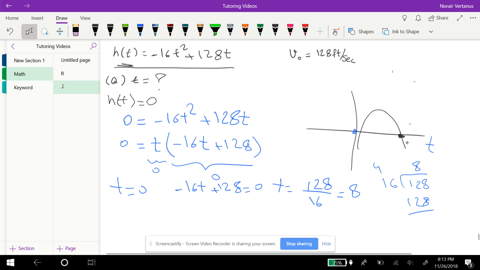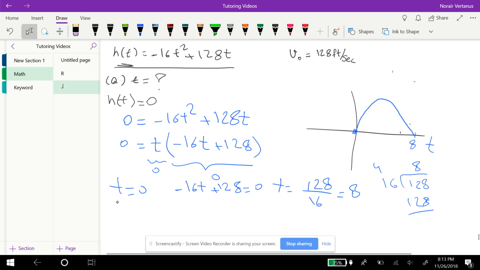So if it launches up like that and comes down, this black one was just an example, right? So that's t equal to 8 seconds. So part A is done. Cool. And then B, after how many seconds will the rocket be 112 feet above the ground?